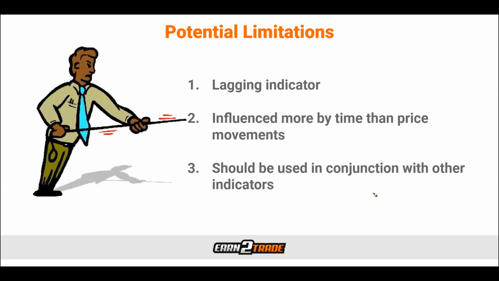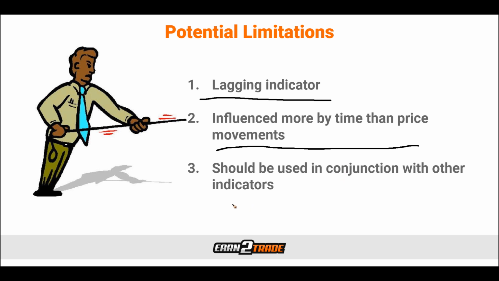As far as some potential limitations that might be associated with the indicator, we have the fact that it is a lagging indicator. This means that it is behind current price, and as such, we could be getting into price a little bit delayed and missing out on a perfect entry due to this lagging nature. Number 2 for a potential limitation is that it's influenced more by time than price movements, because it depends only on how long ago that last high or low was witnessed. The indicator does not provide any information on the magnitude of that particular change.